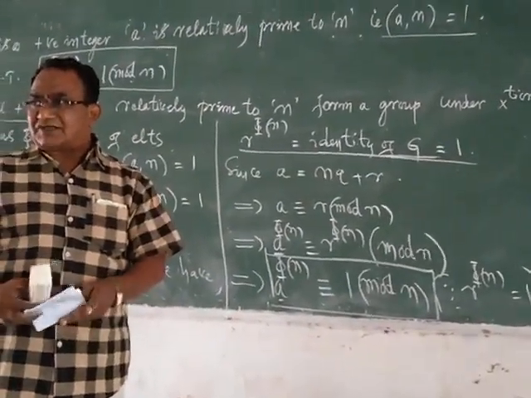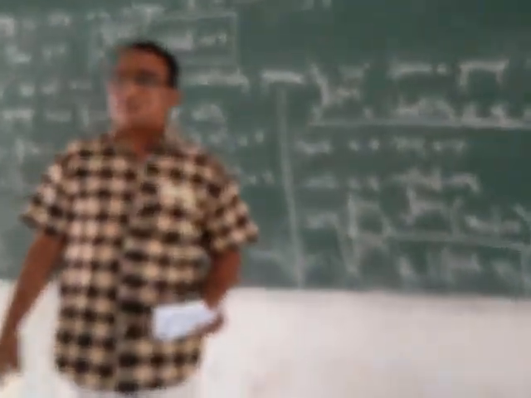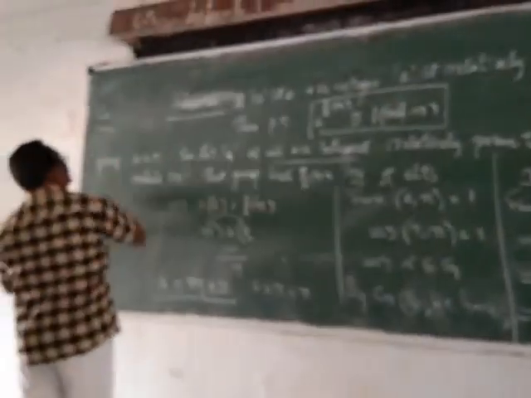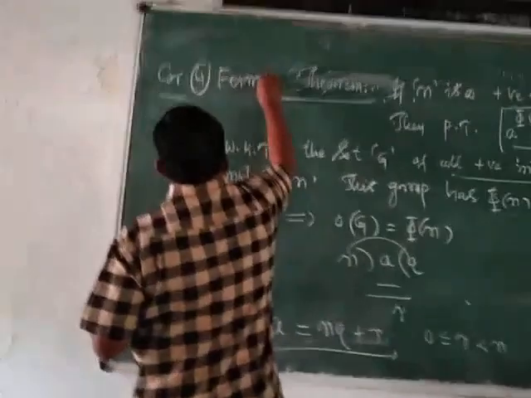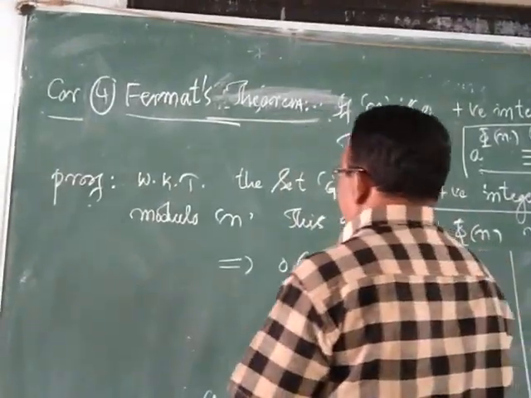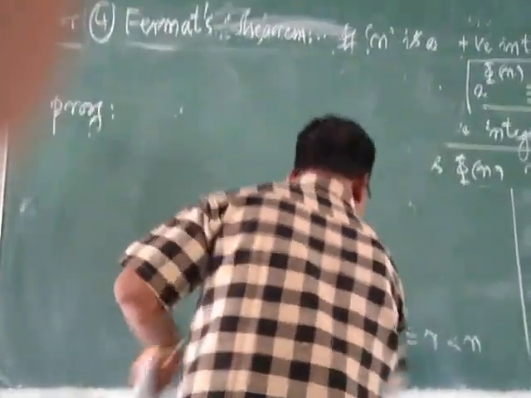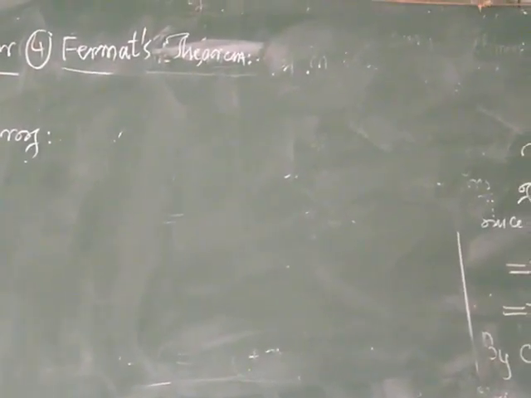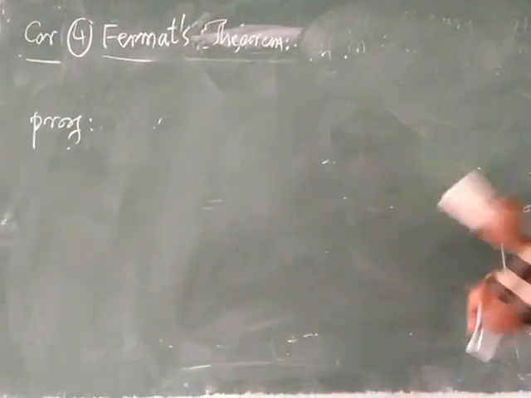This is an important theorem, Euler's theorem. With this, I would like to go to the next theorem, known as Fermat's theorem, which I will call corollary number 4. Let us see the statement of Fermat's theorem and its proof.